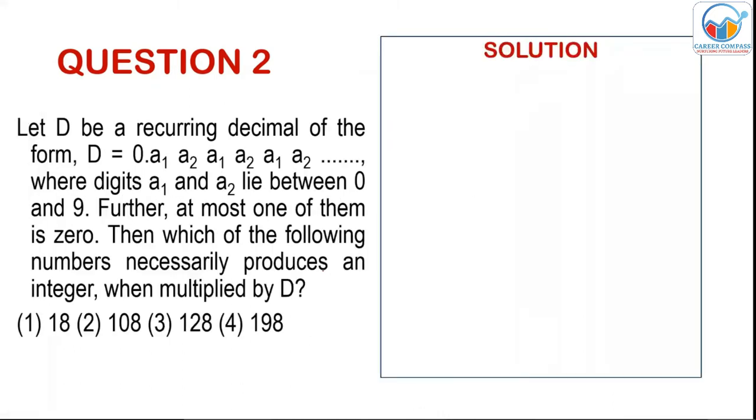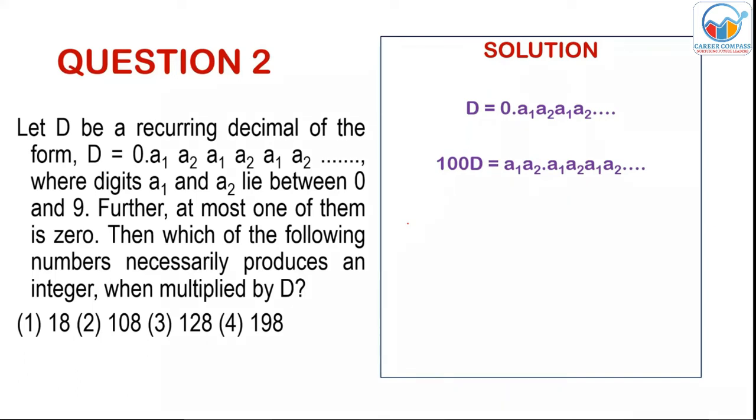This is definitely a recurring decimal. Let us understand a process which is called rationalization of recurring decimal. In fact, our answer lies in that process itself. If I multiply this number by 100, the decimal point will shift 2 places to the right.